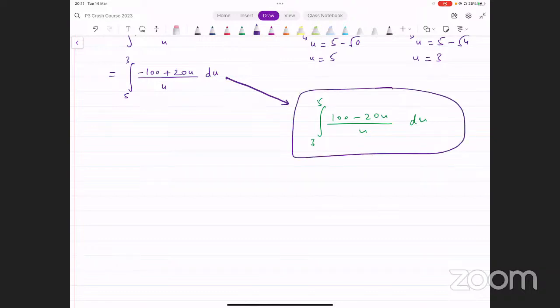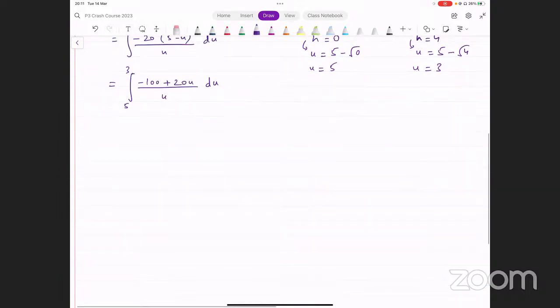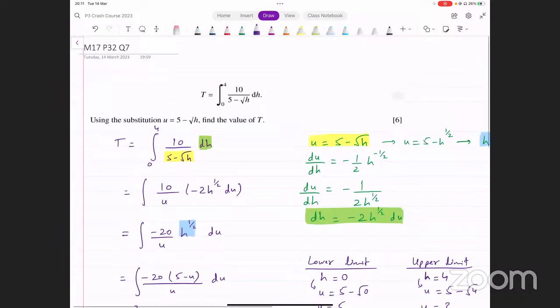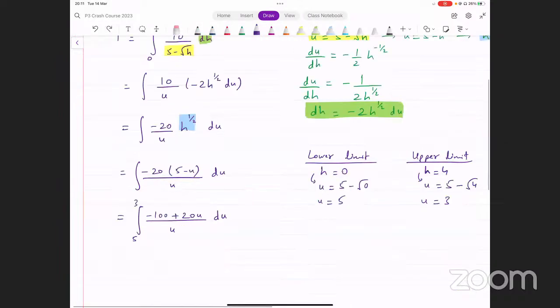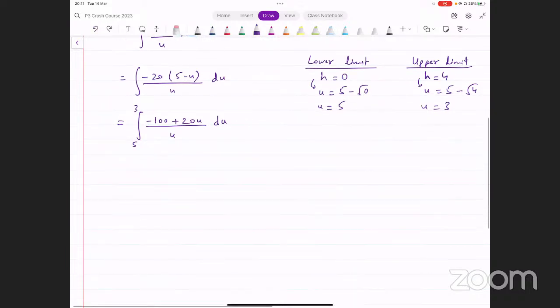Otherwise, it's not necessary. If you just want to evaluate the integral, you could just keep it as it is, and that's okay. You'll get the same result. So let's just keep it as it is for now because they don't ask us to show anything here. We just have to evaluate this, just keeping in mind 5 is going to come here and 3 is going to be here. Okay. All right. Now let's integrate it and see what result we get from this.